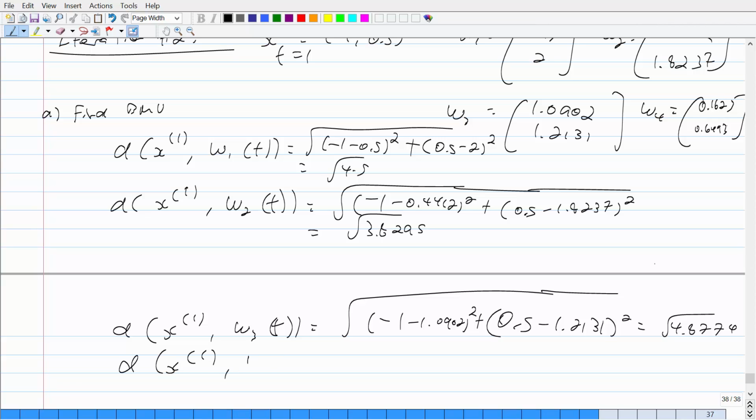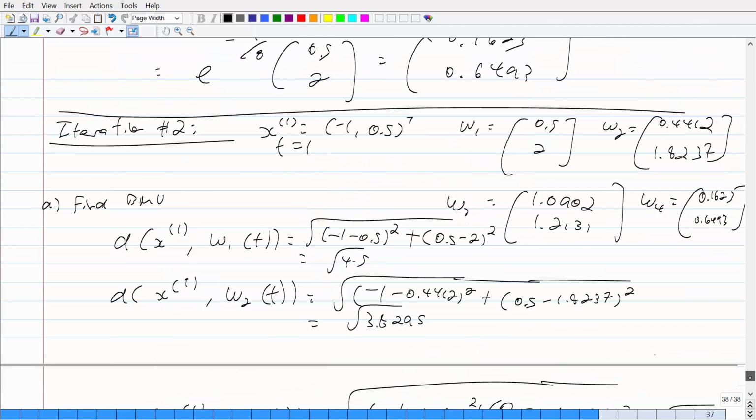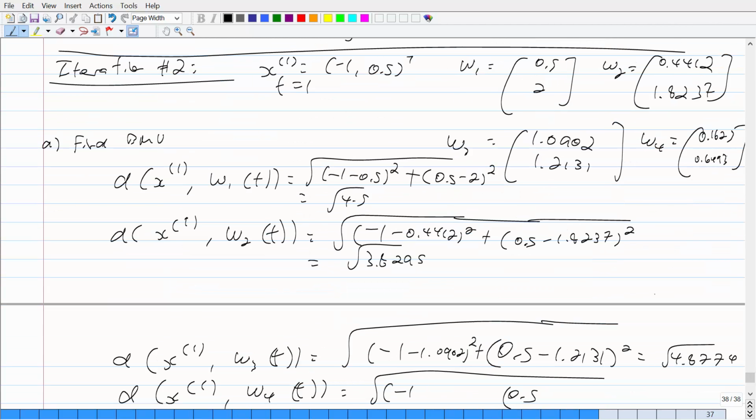If you ever get confused about which order you're subtracting in, what I like to always do is write out each component separately. I write out the training example first, so I know that the training example is -1 and 0.5. Then the weights after, in this case, if you take a look above, you just make sure you pair up the coordinates. So it's 0.1623 squared plus minus 0.6493. So that's how I like to do it.